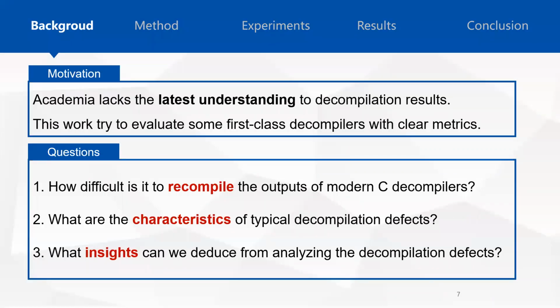So the motivation of this work is that academia lacks the latest understanding of decompilation results. Thus, we try to evaluate decompilers with clear metrics. More specifically, we wanted to answer three research questions. First, how difficult is it to recompile the outputs of modern C decompilers? Second, what are the characteristics of typical decompilation defects? And third, what insights can we deduce from analyzing the decompilation defects?